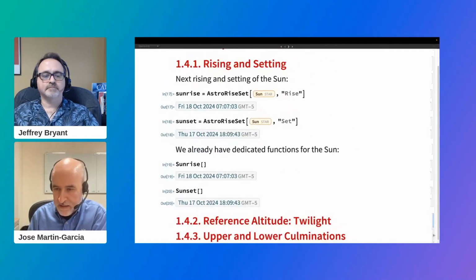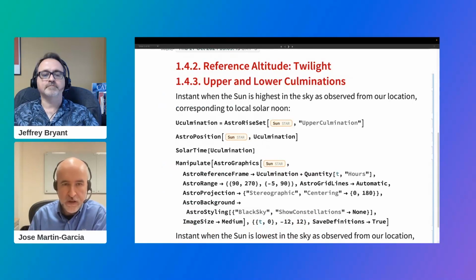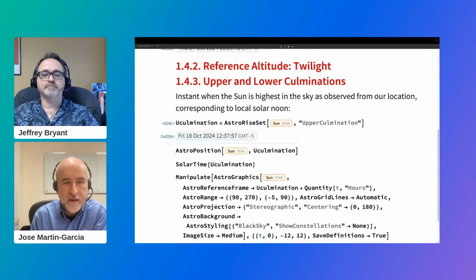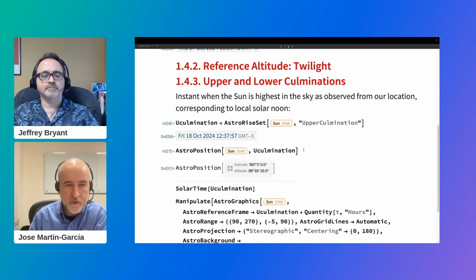And finally, let's talk about upper culminations. So this is the moment of the next upper culmination that you can consider like the moment of solar noon. This is the moment in which the sun is highest in the sky. And so if we compute the position of the sun at that instant, we see that because we are in the northern hemisphere, the sun is going to be exactly on the south and at this elevation.